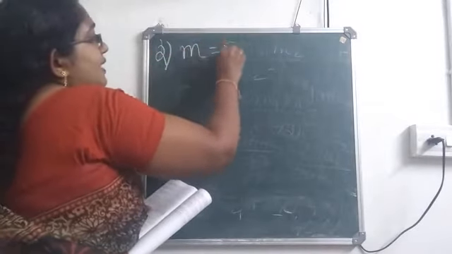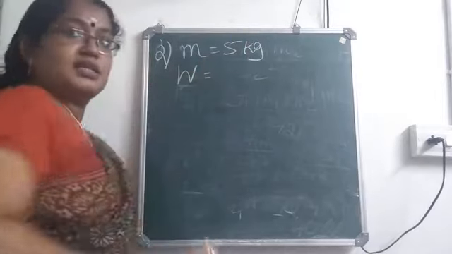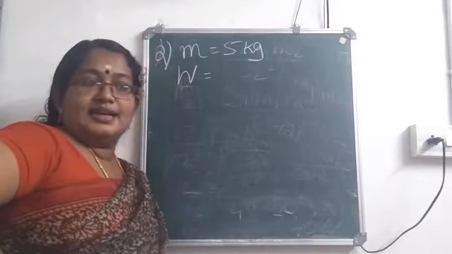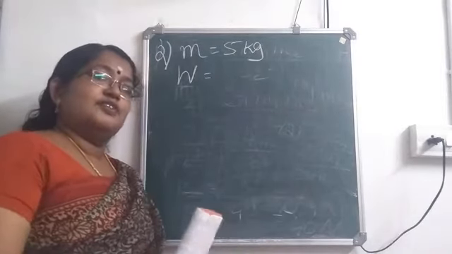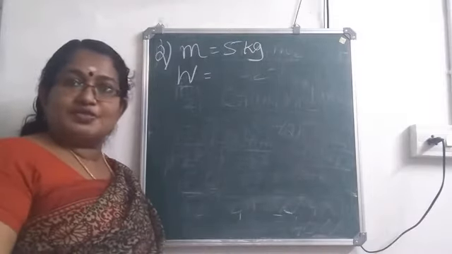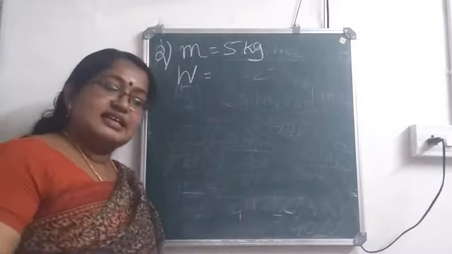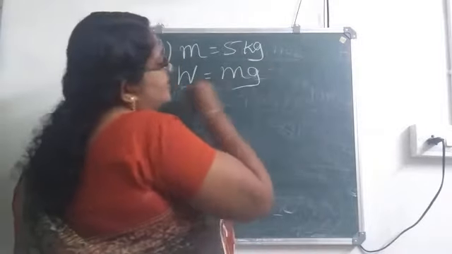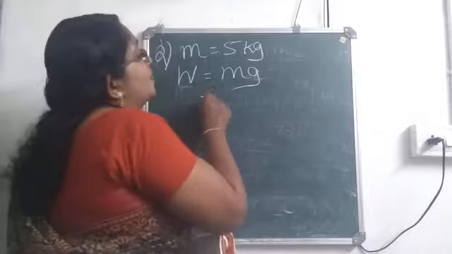Mass of a body is given as 5 kilogram. We need weight. So what is the equation for weight? Weight and force are same. Here weight is produced due to force of gravity. If it was F is equal to ma, since here the weight is produced due to gravity, the equation for weight is mg. So mg is the equation for weight.